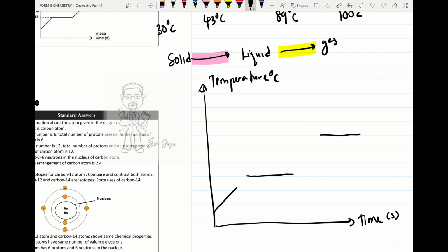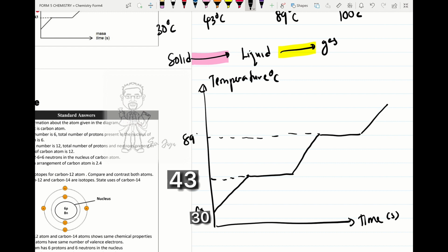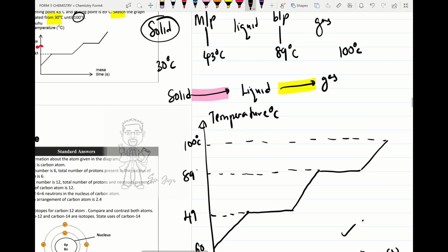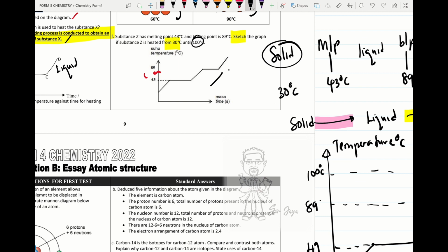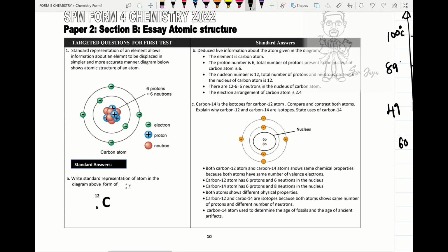The substance Z is heated from 30 degrees Celsius, and this will be the melting point, which is 49 degrees Celsius, and it is heated until it turns into liquid. So this is the boiling point, which is 89 degrees Celsius, and it will be heated until 100 degrees Celsius. So this is the graph that students should sketch as the answer. So the graph is given here. All right, so we move on to the next one.